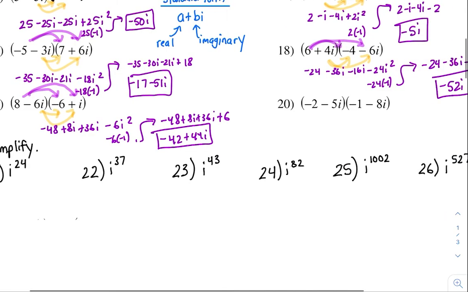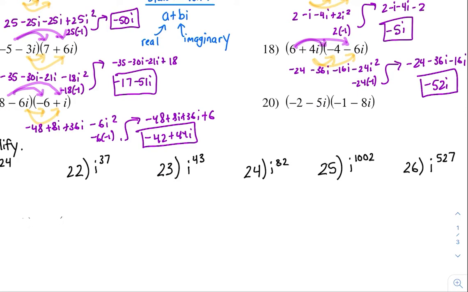20. So for 20, we distribute first. Negative 2 times negative 1 is 2. Negative 2 times negative 8i, that is positive 16i. Negative 5i times negative 1 is 5i. And negative 5i times negative 8i, that's for sure plus 40i to the second. But i to the second is negative, so this is actually going to turn into a negative number.